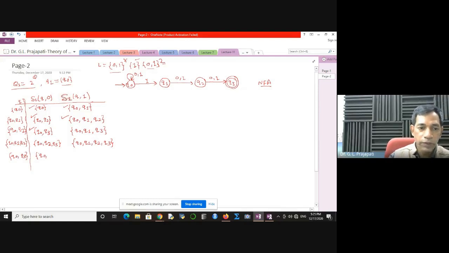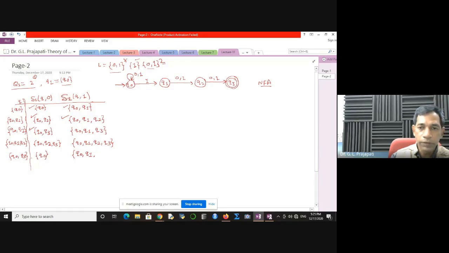And once you make the union of Q0 and the null set, the set remains the same. So for the case of 0, you go to Q0. From Q0 on 0, you go to Q0. From Q3 on 0, the empty state. Now for the case of 1, if you are at Q0, your NFA goes to Q0 and Q1. This is the state. And if you are at Q0 for 1, Q0, Q1.